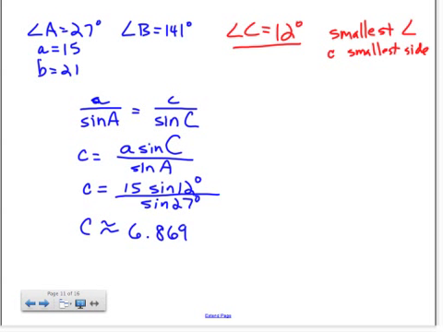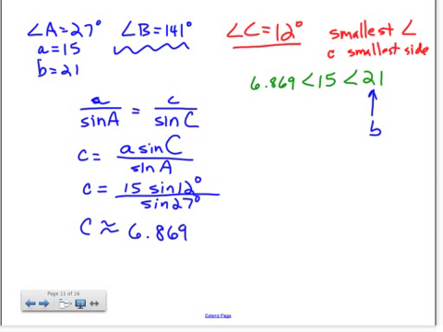Now, we said C needed to be the smallest side, and it is. So, yay. Okay, so there's our answer: 6.869, which is less than 15, which is less than 21. Notice that B is our biggest angle, and so B had to be our biggest side, and it is.